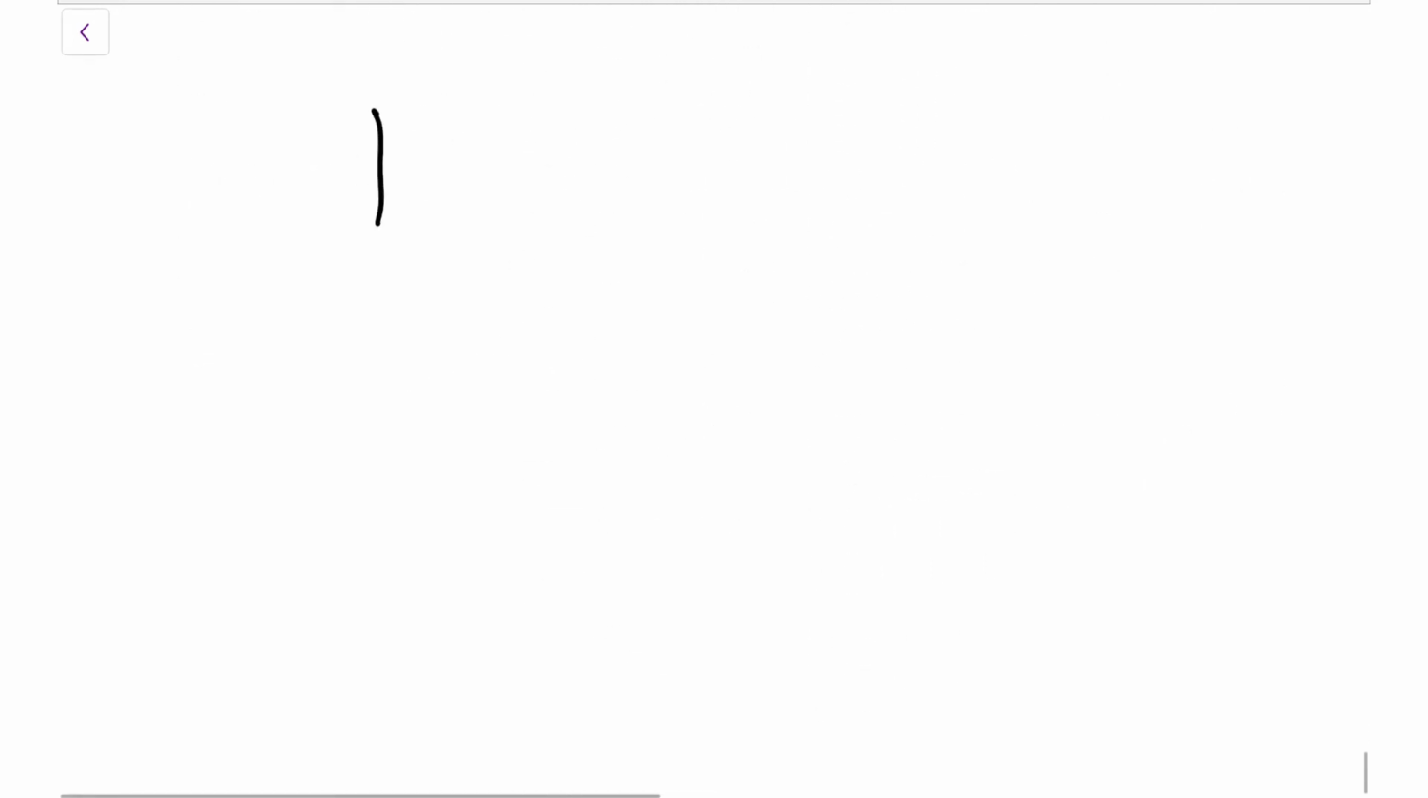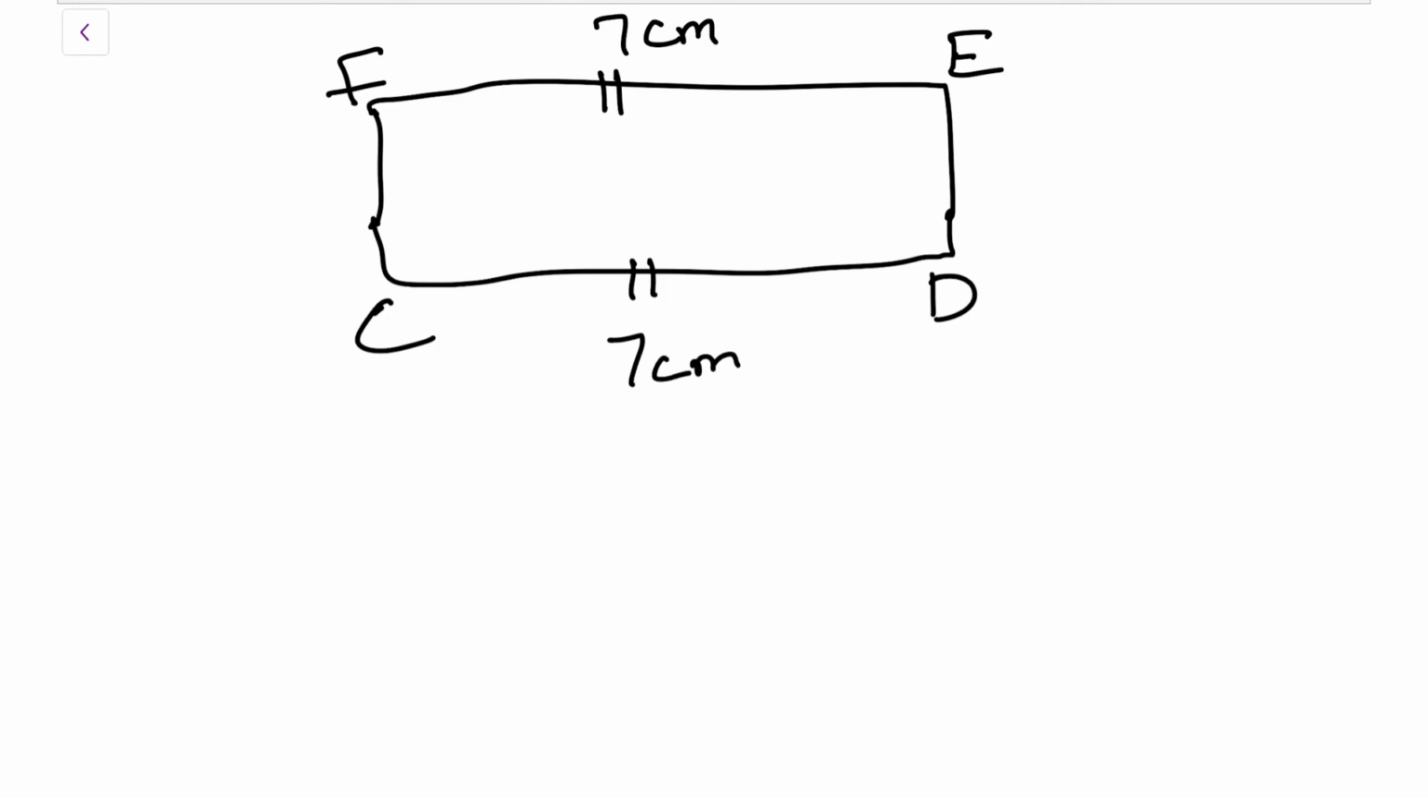Let's look at how you can find the perimeter of a rectangle. That's your rectangle CDEF. They've given you 7 centimeter for one side. In a rectangle, opposite sides are equal, so this is also 7 centimeter. And if this is given as 3 centimeter, you know that this side is also 3 centimeter. Remember, opposite sides are equal.